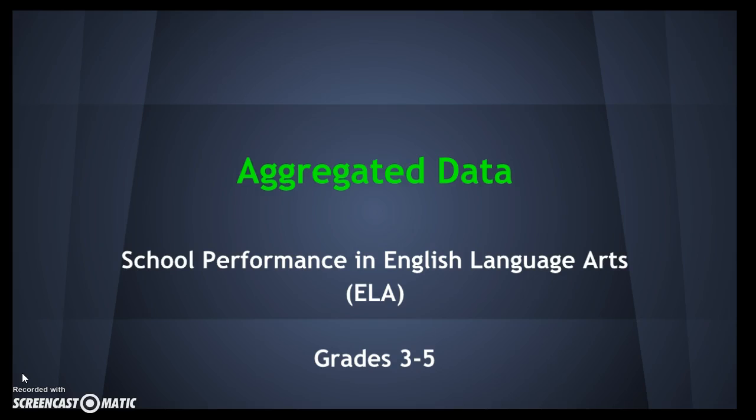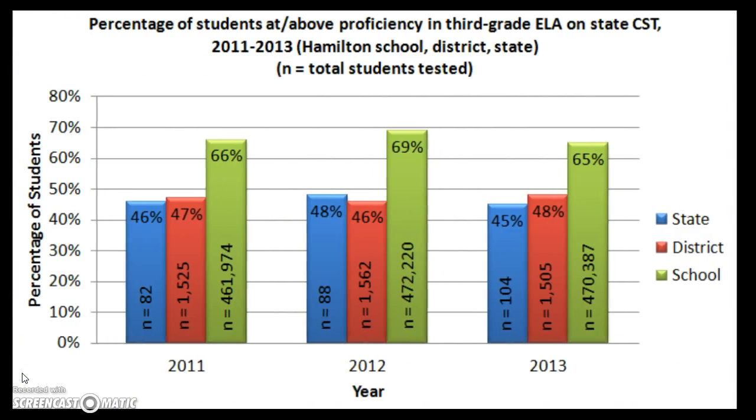So let's look at the aggregated data, and we'll start with English language arts. For grade 3, we will see here the performance of our students versus the state and the district. Our school is represented in green, the district is in red, and the state is in blue. Our students outperformed the district and the state over the course of the 3 years. So we see here 66%, 69%, 65%, and it's much higher than the district and the state for all the 3 years.